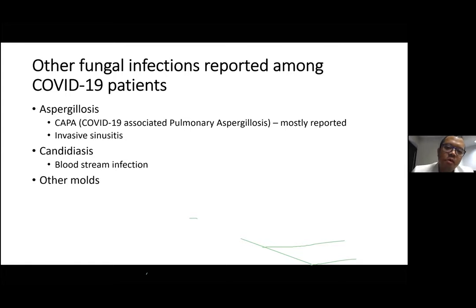There are other molds that are randomly reported, like fusarium. Fusarium usually can cause disseminated infection. It usually manifests as either lung infection or bloodstream infection.